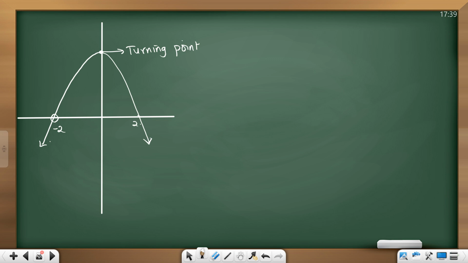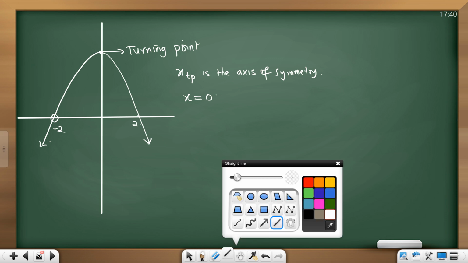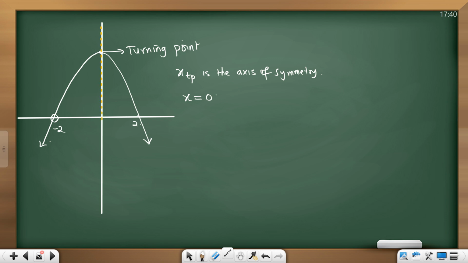-2. Now, the x value of the turning point is the axis of symmetry. And in grade 10, it is simply x equals 0, because that is where my graph is turning. I'm going to use the yellow line. The axis of symmetry divides the graph into two halves, and that will happen at x equals 0.